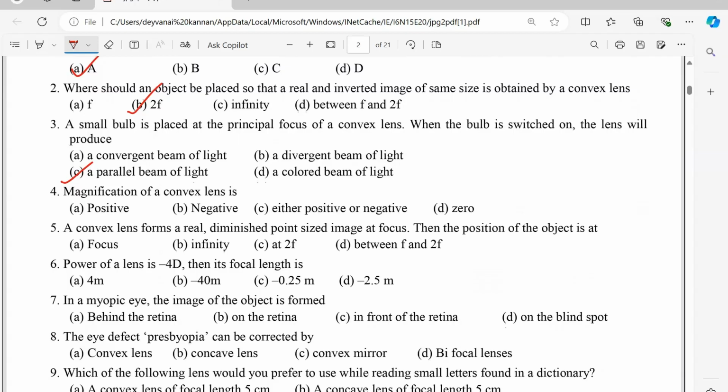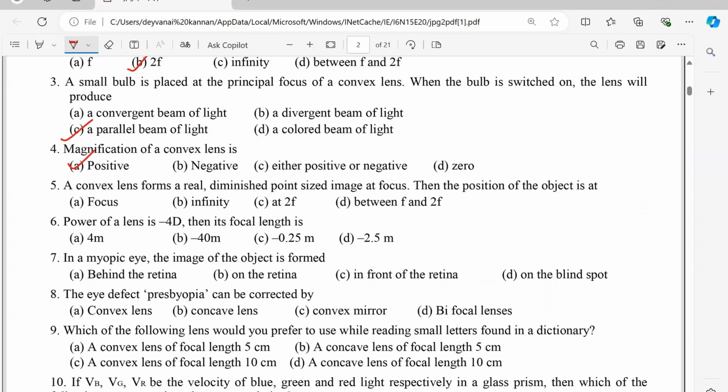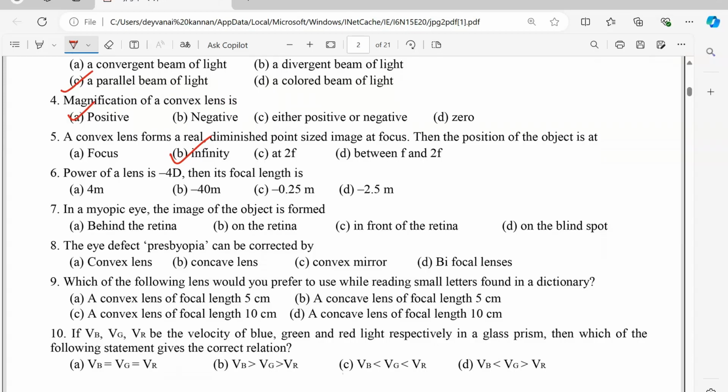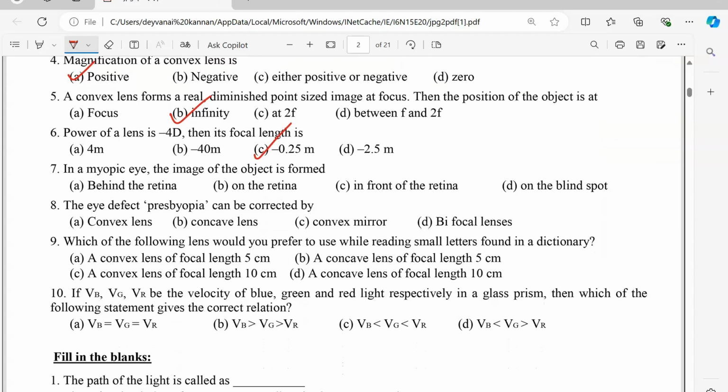Magnification of a convex lens is positive. A convex lens forms a real diminished point-size image at focus. Then the position of the object is at infinity. Power of a lens is minus 4, then its focal length is minus 0.25 m. In the myopic eye, the image of the object is formed in front of the retina.